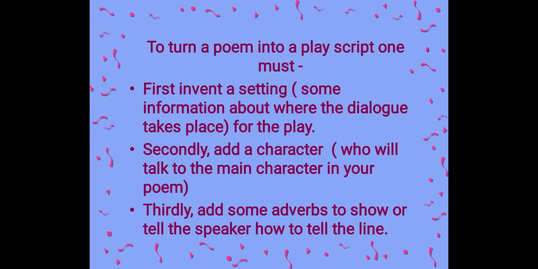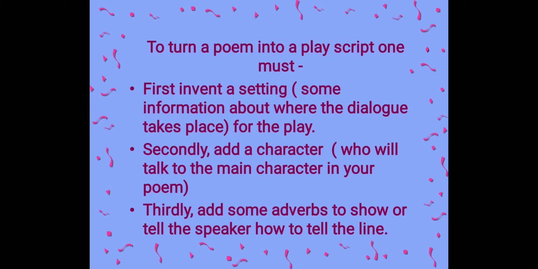Now, to turn a poem into a play script, one must remember three very important points. Firstly, invent a setting. That is some information about where the dialogue will take place for the play. So remember to have a particular place and the timing for the play. Secondly, add a character. That is who will talk to the main character in your poem.